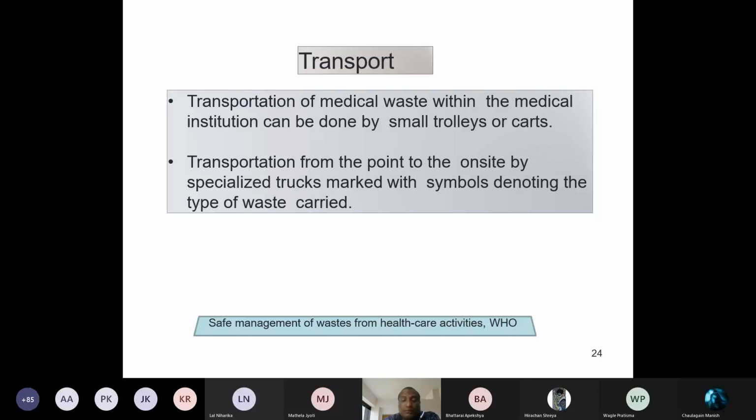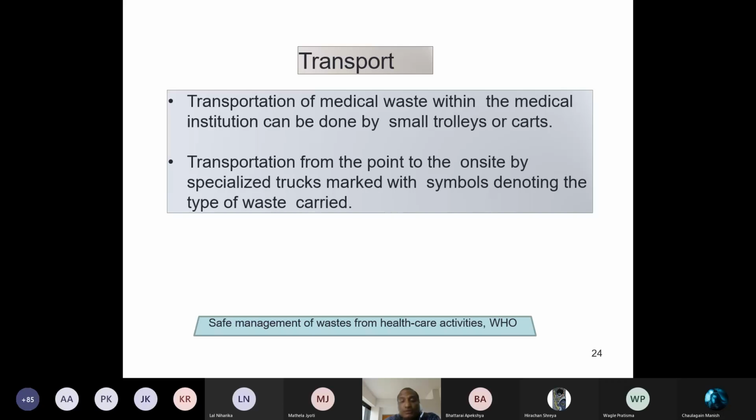Now transportation is very important. From every ward or unit, the waste is collected in some big containers and taken to the storage unit or storage place. Hospitals are made in such a way that small trolleys, two-wheeled or three-wheeled, can be used. If there are four floors, it can go to the four floors also. No problem. If it is not available, then manually you can do that.